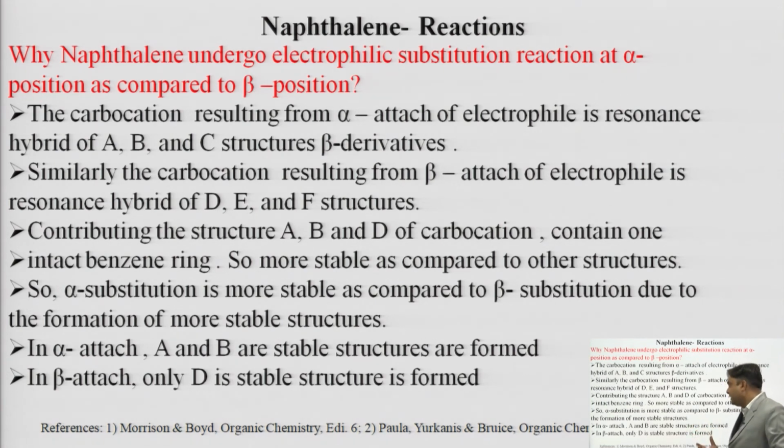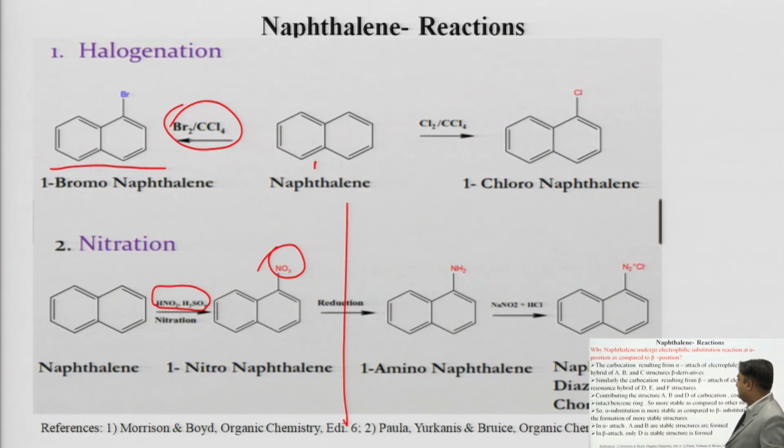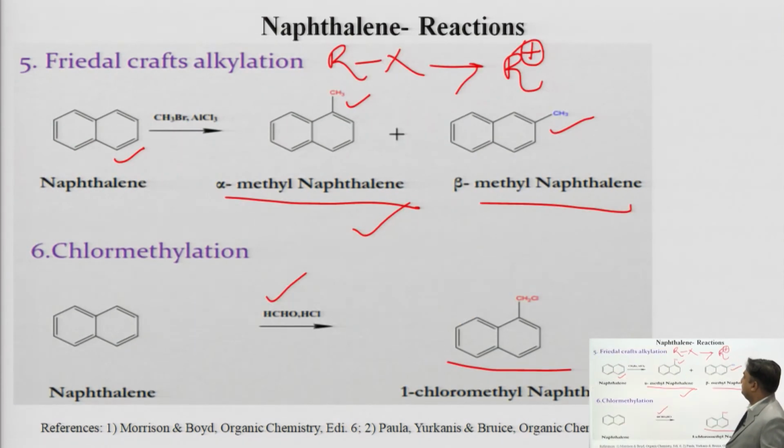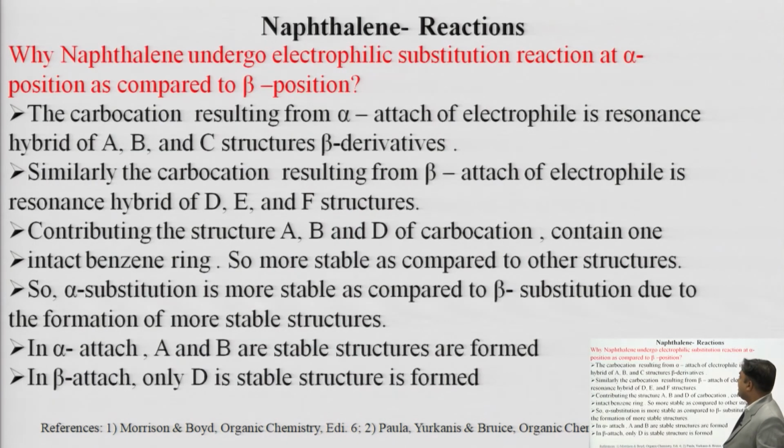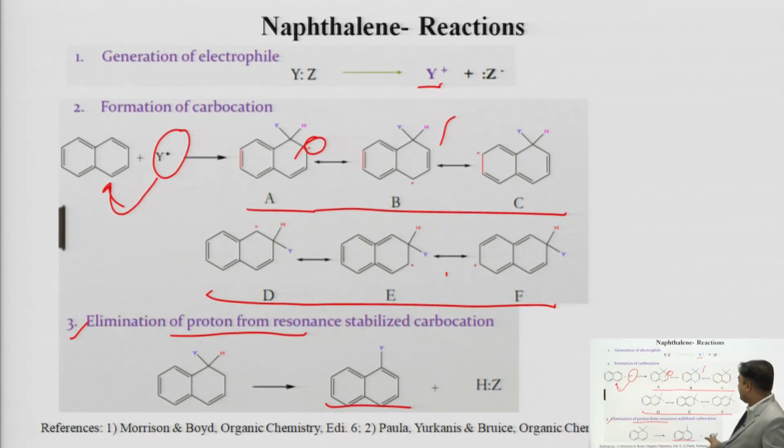So, alpha substitution is more favorable as compared to beta substitution due to the formation of a more stable carbocation intermediate. In alpha attachment, A and B stable structures are formed. In beta attachment, only D stable structure is formed. So, we have to check the stability of the intermediate carbocation when we attack this.